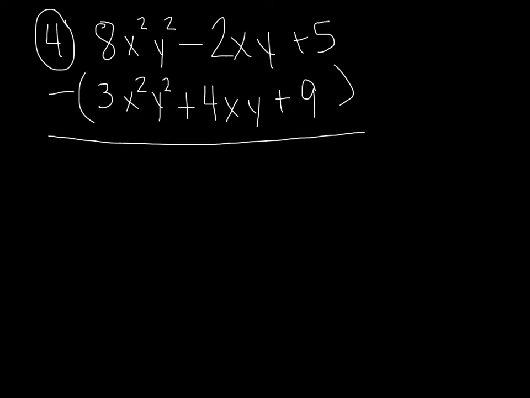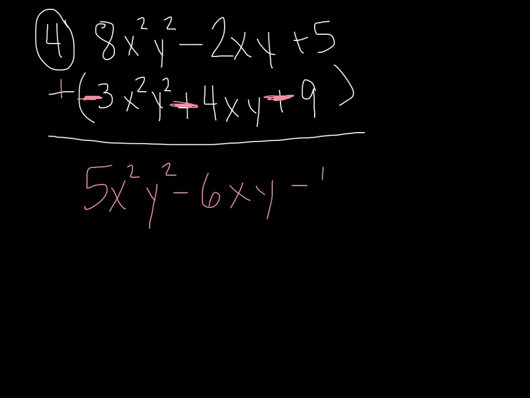Number 4, same thing. 8x to the second y to the second, minus 2xy plus 5, minus the 3x to the second y to the second plus 4xy plus 9. This is subtraction, so we want to change every single sign: that 3 becomes negative, this becomes negative, and this one becomes negative. Now we're adding. Since the first term is x squared y squared, you can put those together. So 8 minus 3 is 5x squared y squared. Then you have negative 2xy minus 4xy, which is negative 6xy. Then you have positive 5 minus 9, which is negative 4. So distribute your negative, combine like terms.